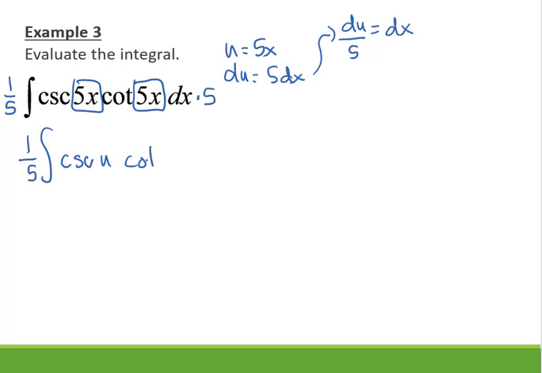And then from here, what function's derivative is cosecant cotangent? That's negative cosecant of u plus c, my u was 5x.